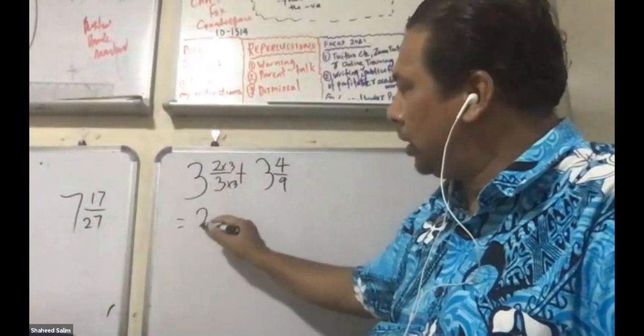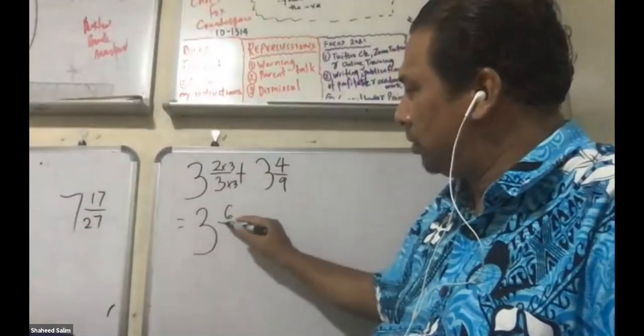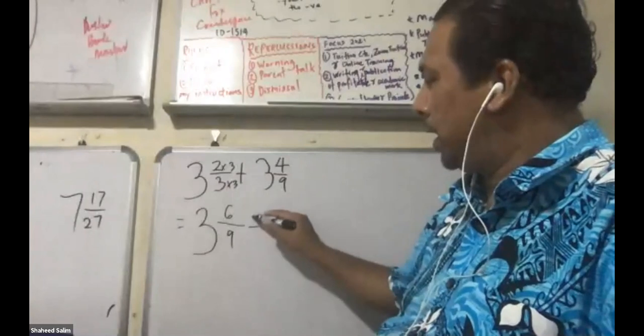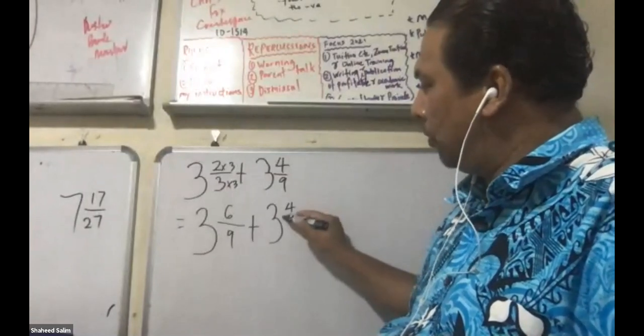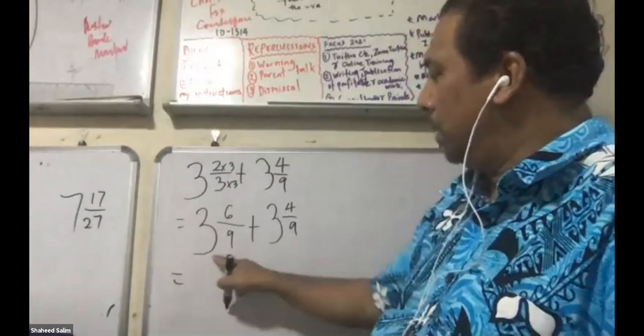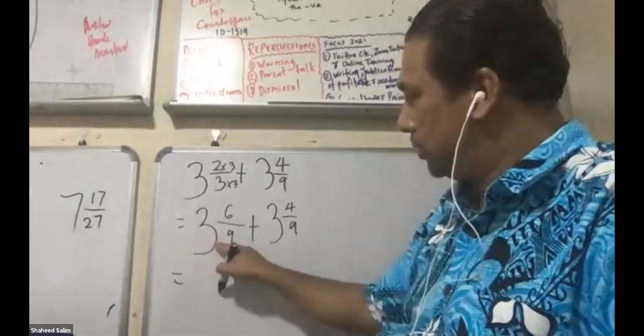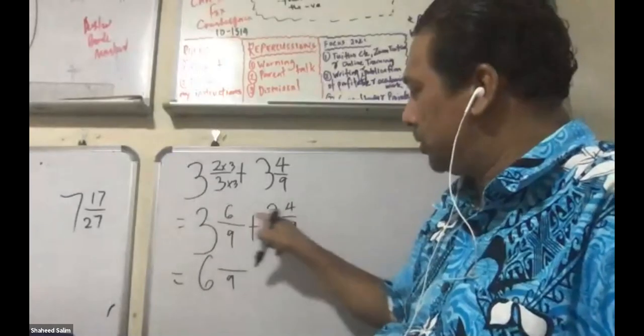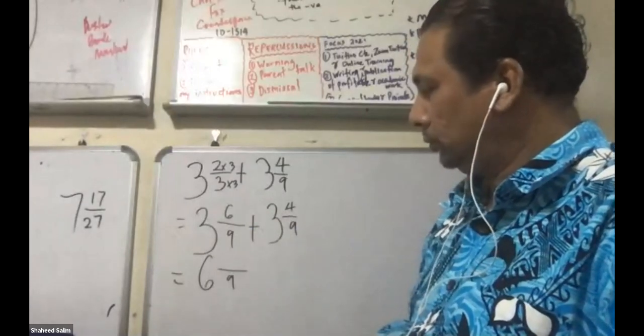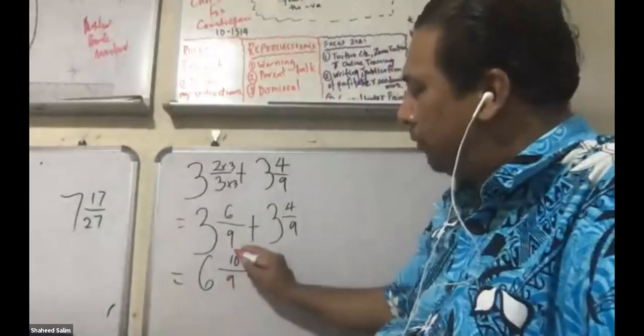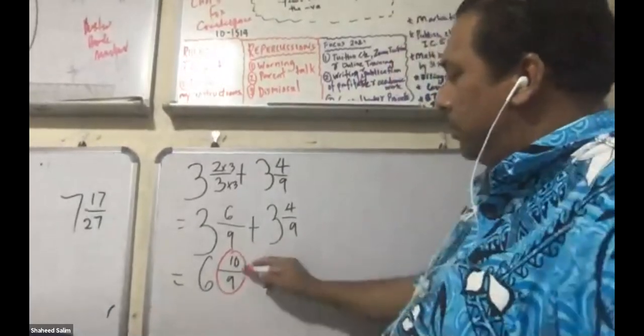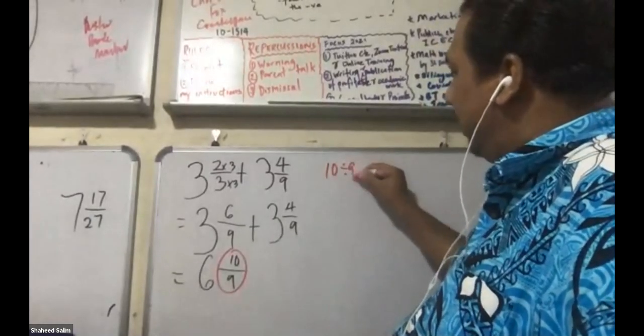See? 2 times 3, 6 over 9, plus 3, 4 over 9. Now, Akil, whole number plus whole number, how much, Akil? 6. And down here, 6 plus 4, how much? 10. But you see now down here, this one we must change, because we cannot have improper fraction here. So we go and divide. Remember, we learned this is 10 divided by 9, right? So now it's 10 divided by 9. So how do we do this, Akil?